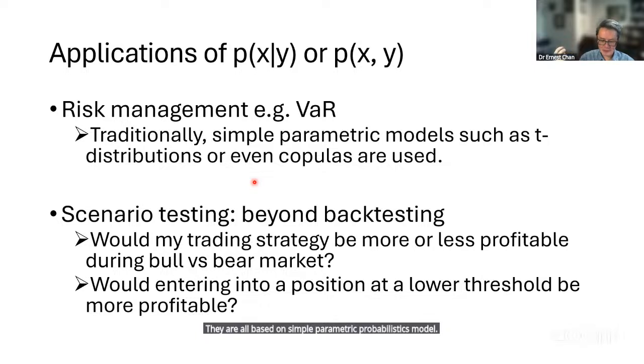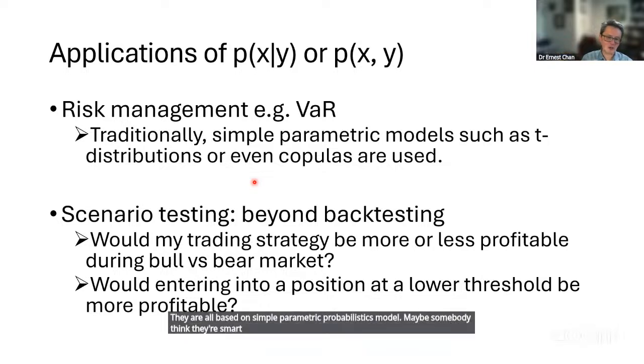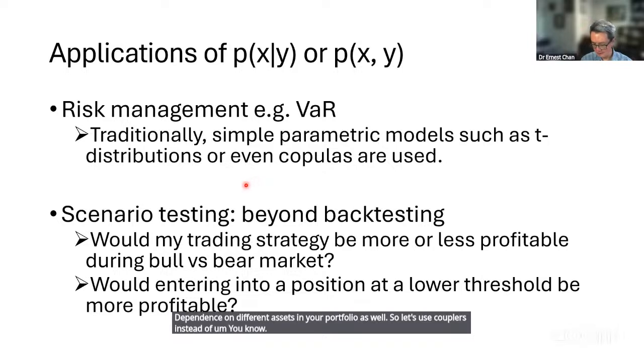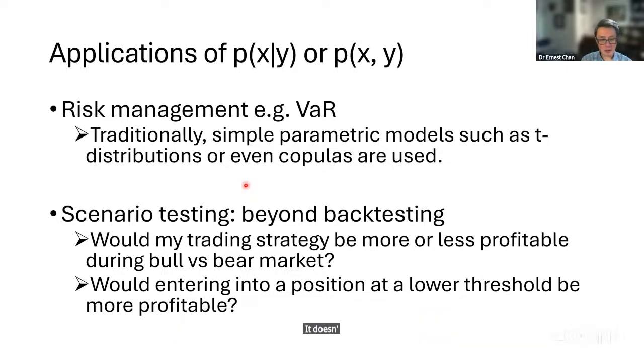Maybe somebody thinks they're smart and says, well, there are outliers and fat tails, so let's use a t-distribution instead of a Gaussian distribution. Or some people say you have to take into account the tail dependence of different assets in your portfolio as well, so let's use copulas instead of this simple multivariate distribution.